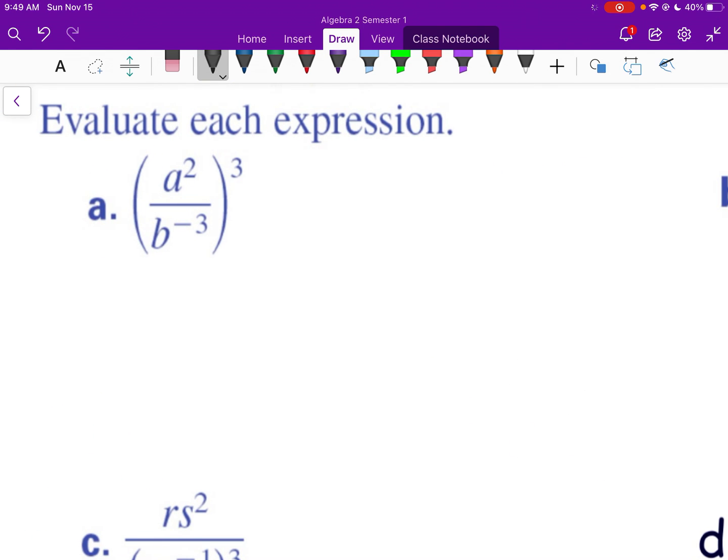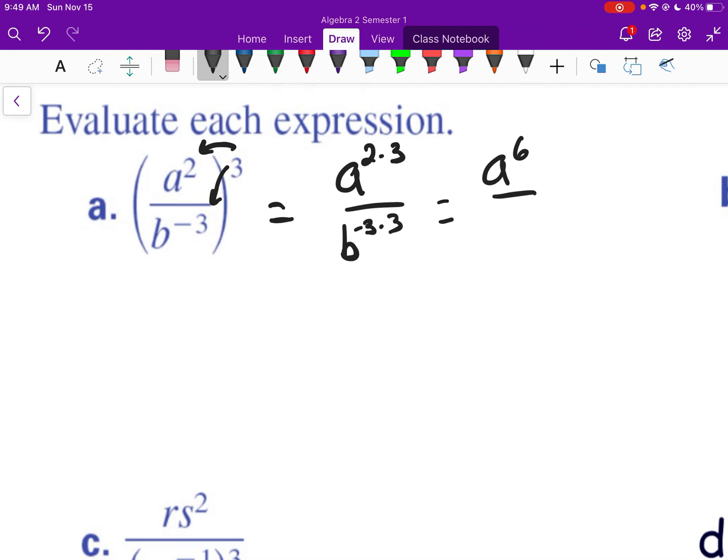You got a squared over b to the -3rd, all to the 3rd power. Okay, so again, we have a power of a quotient. So we're going to take that 3 to both. Okay, and now since it's a squared, now it's a power to a power again. So we're using a mix of those two properties. That's saying a to the 2 times 3 over b to the -3 times 3, which would give us a to the 6th over b to the -9th.